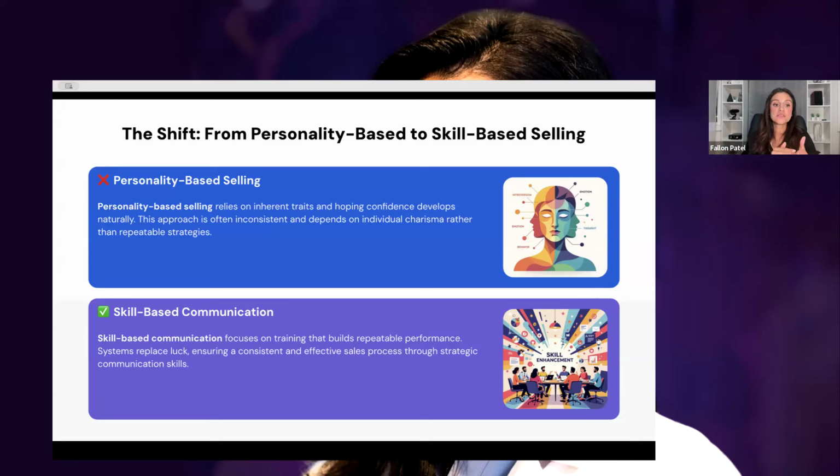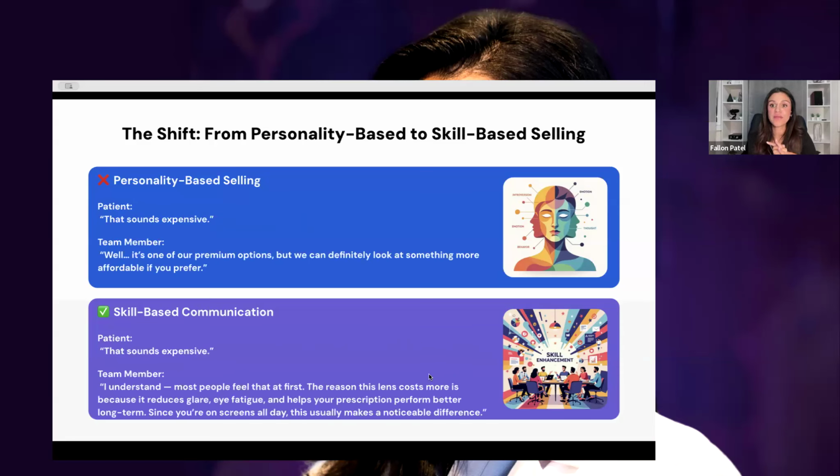Skill-based communication focuses on training that builds repeatable performance. If you think about systems, they replace luck, right? There's no hope anymore. This is a proven framework that's going to work. It ensures a consistent and effective sales process through strategic communication skills. So there are nuggets of how the sales process works for you to be good at this job, and anybody can learn it. So what we're trying to say is you don't have to rely on your best salesperson. Sometimes they come around and they're great, but you really need to get your entire team up to a certain level for you to grow your business and move it forward. And that's what we're going to teach you today.